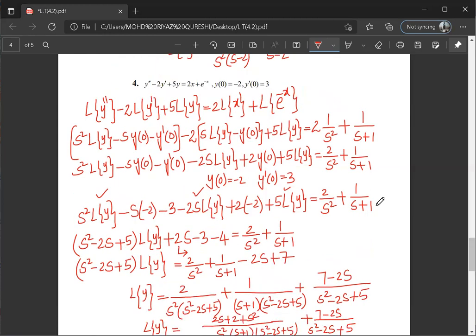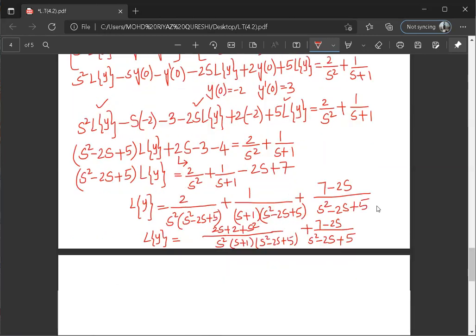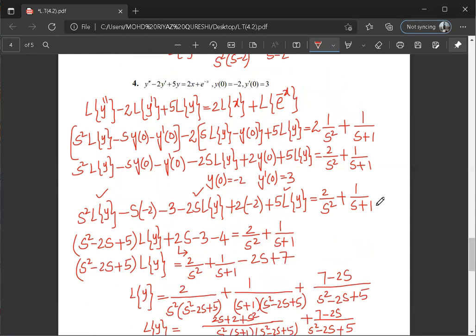Can you copy this? It's a little lengthy question. After that, there are assignment problems.